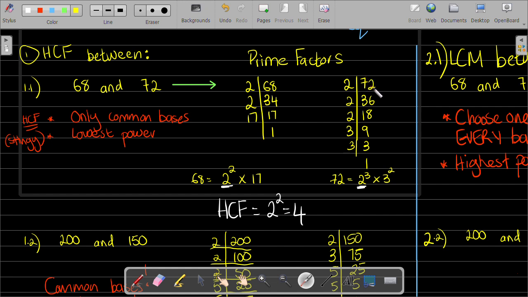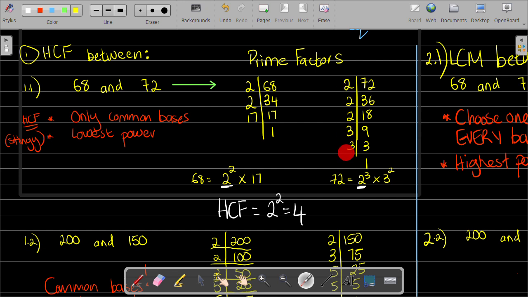So 72, again, we start with the lowest. So 2 can go into 72. So 72 divided by 2 is 36. 36 can be divided by 2, so 36 divided by 2 is 18. And then 18 also can be divided by 2, so we get 9. Now, 2 doesn't go into 9, right? So now we need to think of the next smallest or lowest prime factor, so that is 3, and 9 divided by 3 is 3, so 3 divided by 3 is 1.